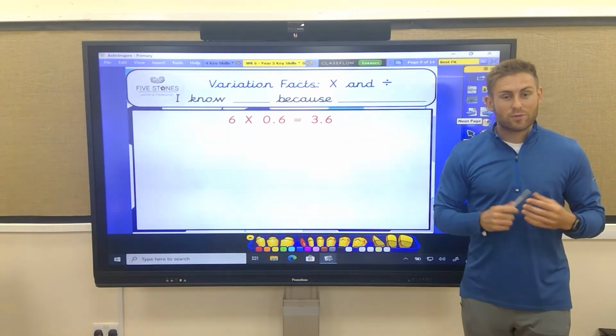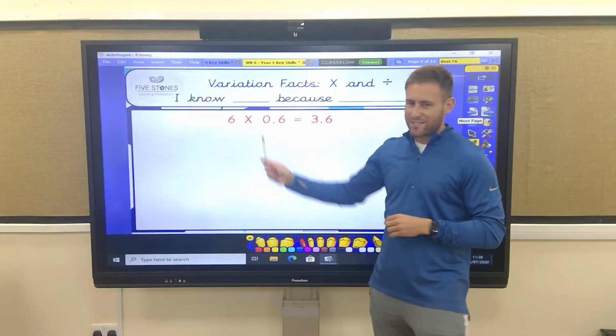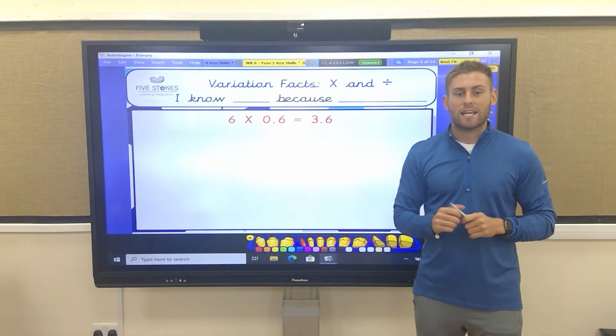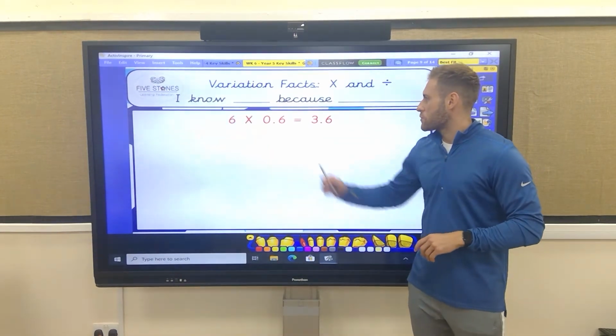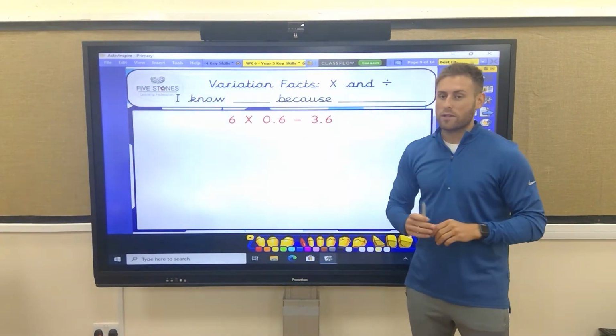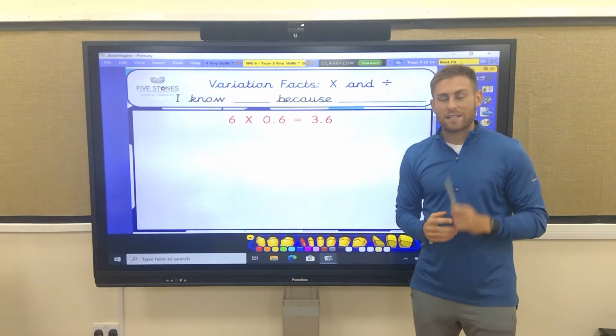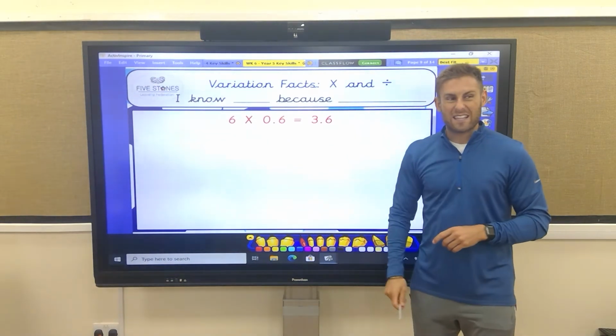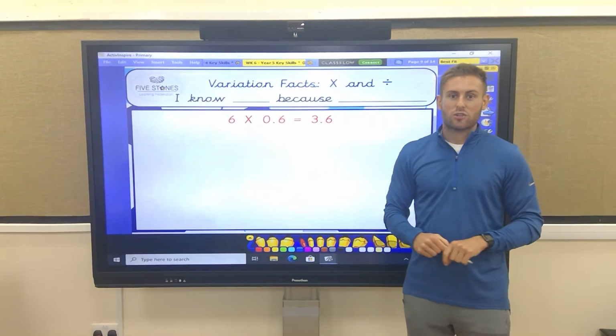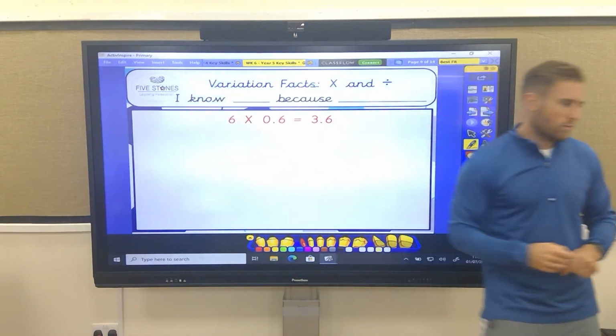Again, this one's a little bit different, not the normal one that you would see in your times table chart. Okay, so look at the calculation, 6 times 0.6 equals 3.6. Spend some time recognising the facts that you know because of this. Should be at least 5. Pause the screen, off you go.